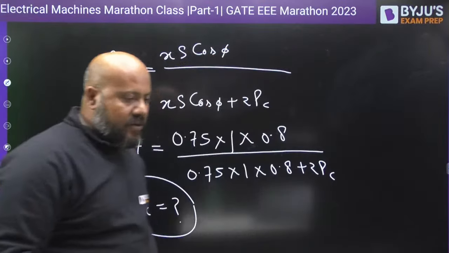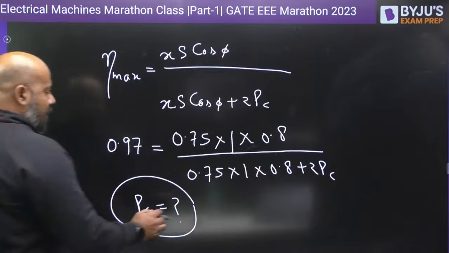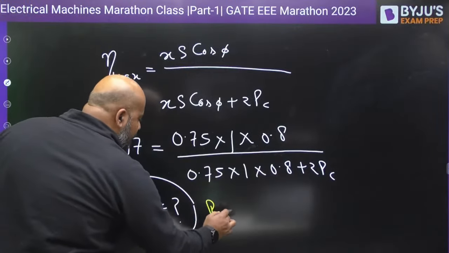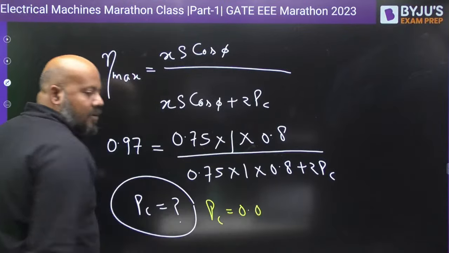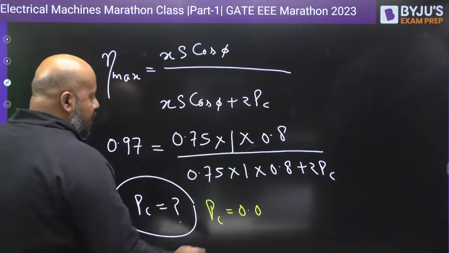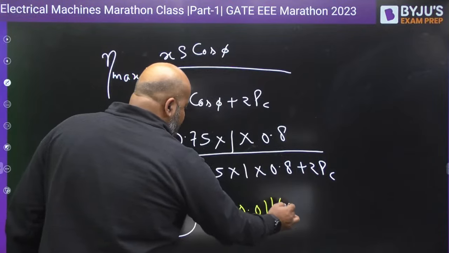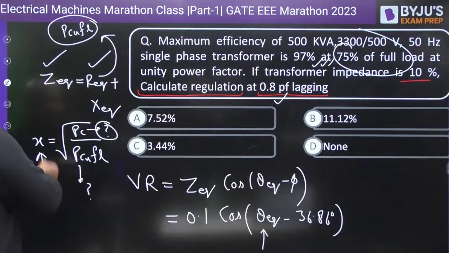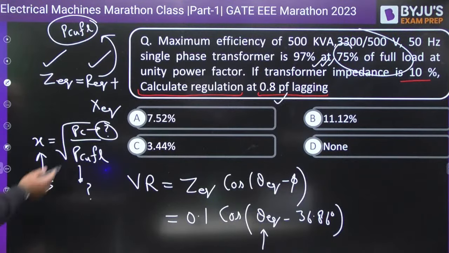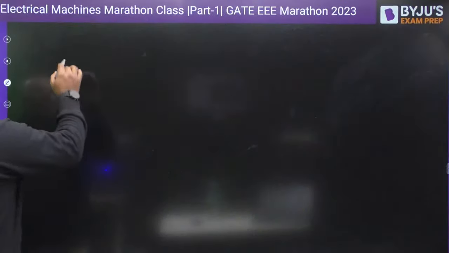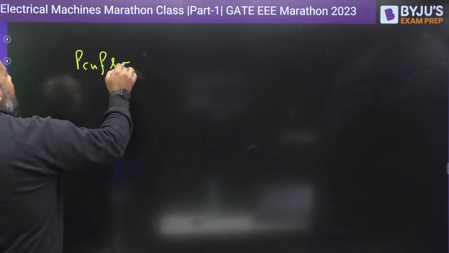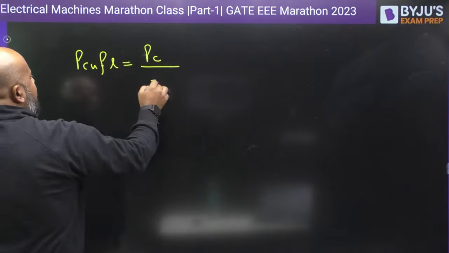As per my reference, you must be getting PC as 0.0116 per unit. You know what is PC? You know what is X for the maximum efficiency? What is the loading? Can you find PCUFL? Yes. So PCUFL is going to be PC upon X square.